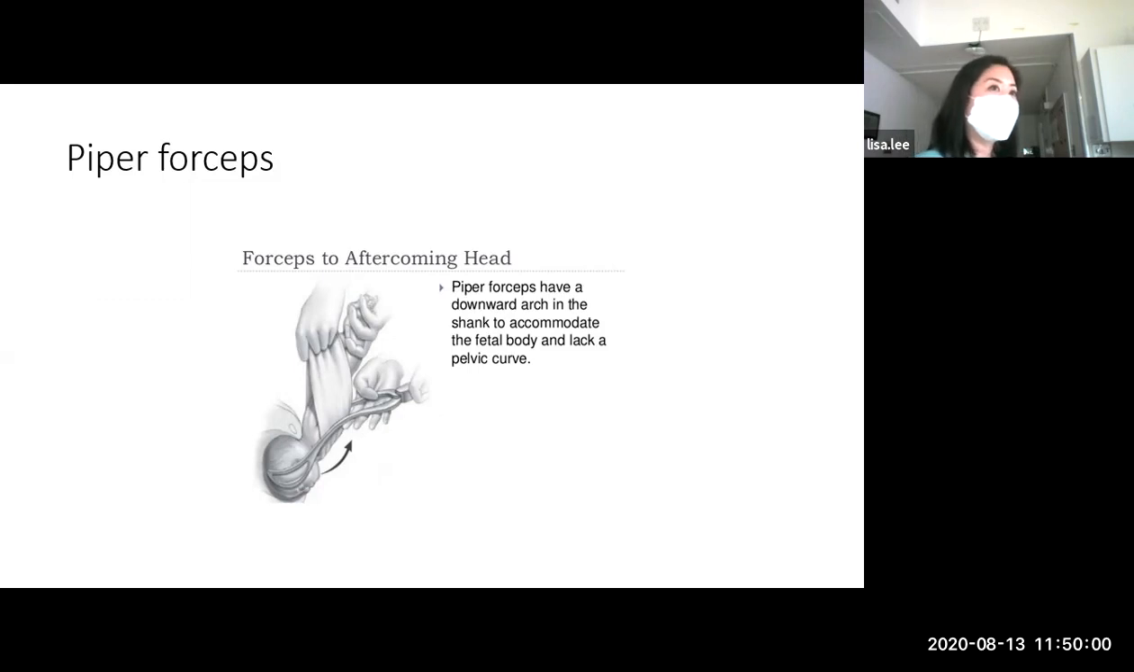How many centimeters are you cutting? Like a centimeter? I think a centimeter is reasonable. Honestly, I have not had to do it, knock on wood, but you don't want to be overly aggressive, but enough to get the head out. If you're going to do it, you need to do it. Just like if you're going to cut an episiotomy, you cut it because you need it, and then you're going to repair it.